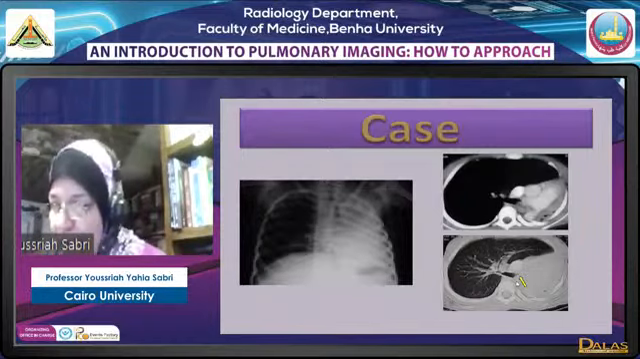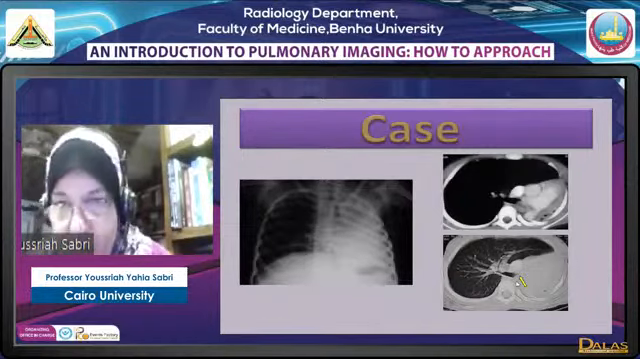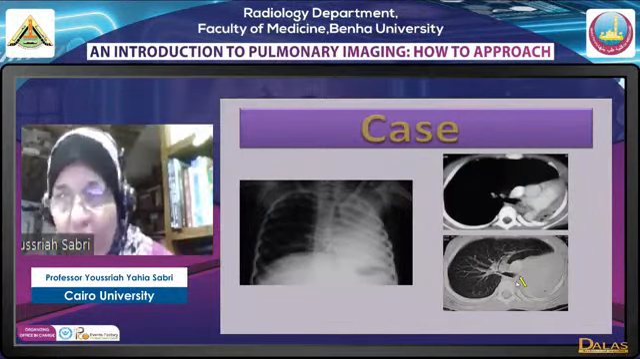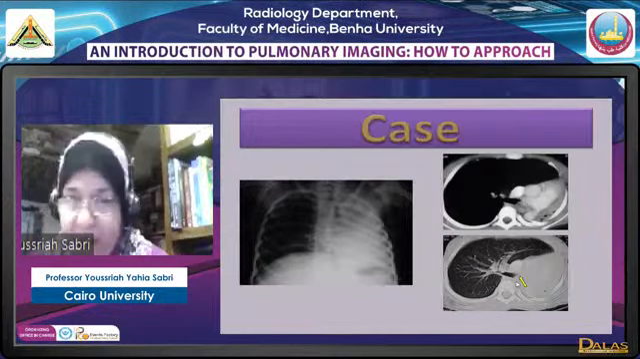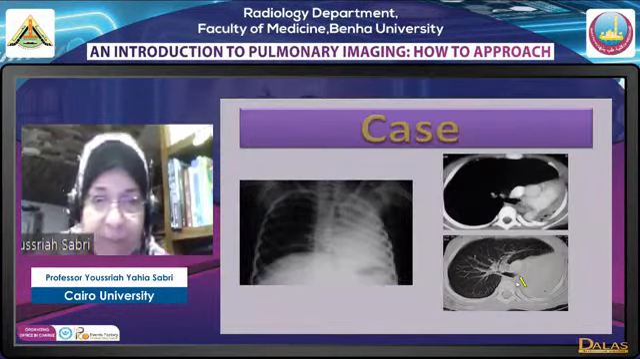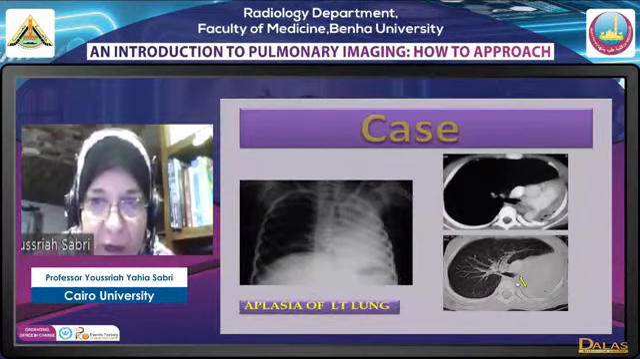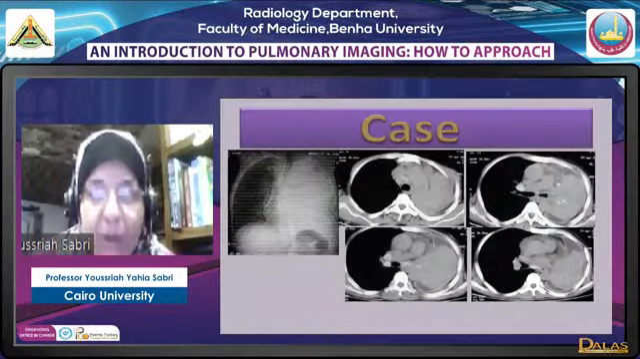This is actually what we call aplasia of the lung. If we don't see a bronchus at all, this will be agenesis of lung. If we see a vestige of the bronchus, this is aplasia of the lung. So this is a case of aplasia of the left lung.